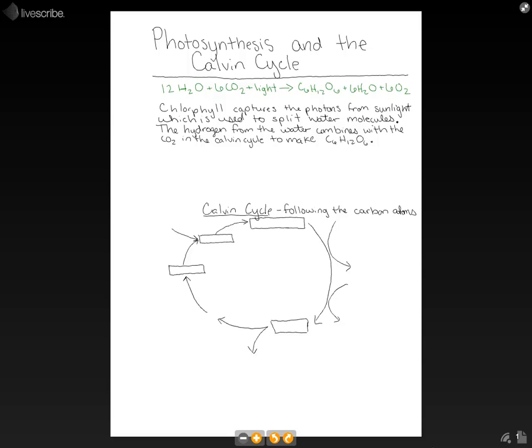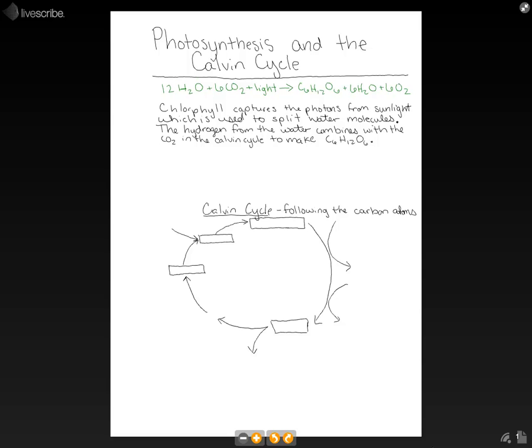And we write it that way with H2O on both sides because the way the reaction proceeds, you do need to start with 12 water, even though you do create 12 water in the end as well. So the process of photosynthesis occurs when chlorophyll captures the photons from sunlight, and that's used to split water molecules. The hydrogen from the water combines with the CO2 in the Calvin cycle, and that makes our C6H12O6, or our sugar. So now we're going to go through the Calvin cycle to see how this works.